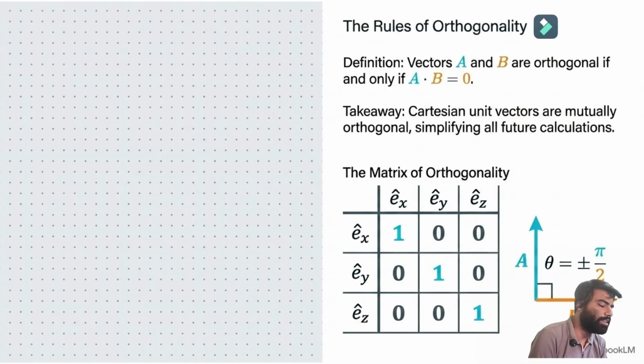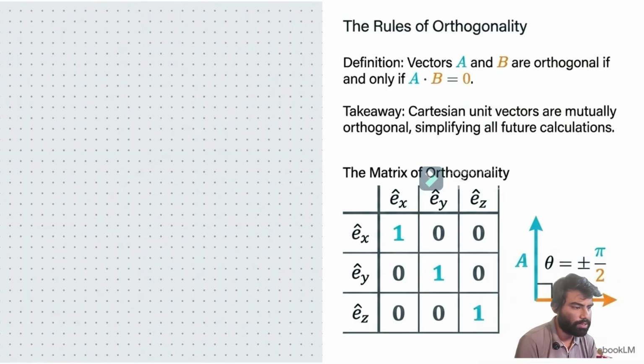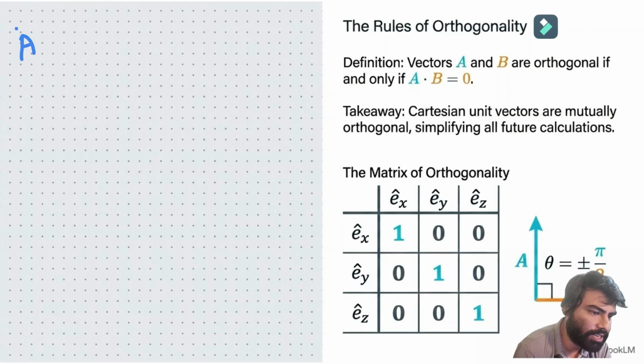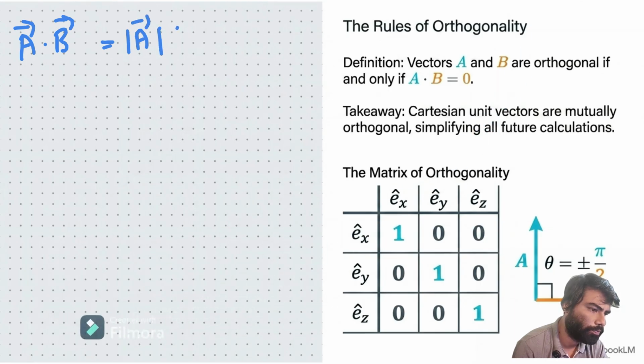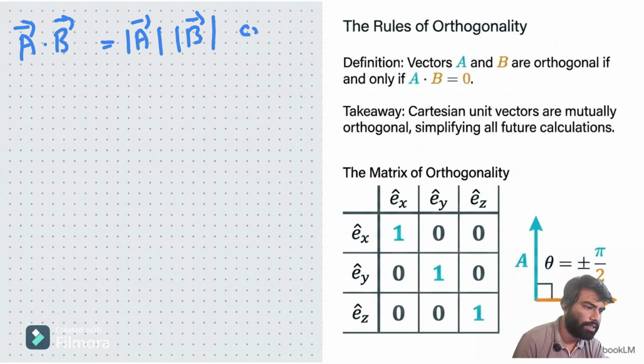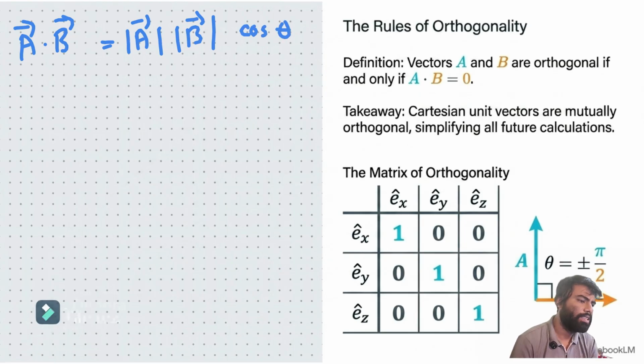Now orthogonality, another important aspect of vectors. How can you find whether vectors are orthogonal or not? By simply using the dot product. How? We can see the definition. We can define the vector dot product A dot B as mod of A, mod of B, that is the magnitudes only, and cos theta. Theta is the angle between A and B.